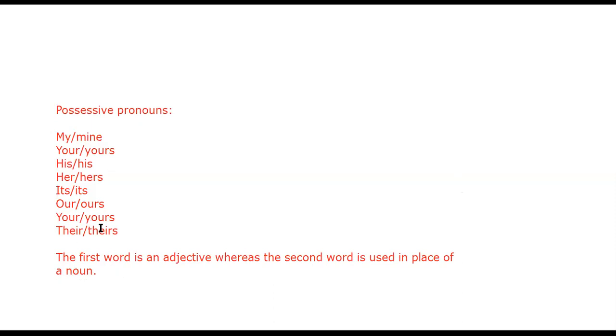So the first one, my, your, his, her, its, our, your, their, are all for adjectives. They're all meant to be used as adjectives. Whereas mine, yours, his, hers, its, ours, yours, theirs are all used to replace nouns. So again, I bring up the example.